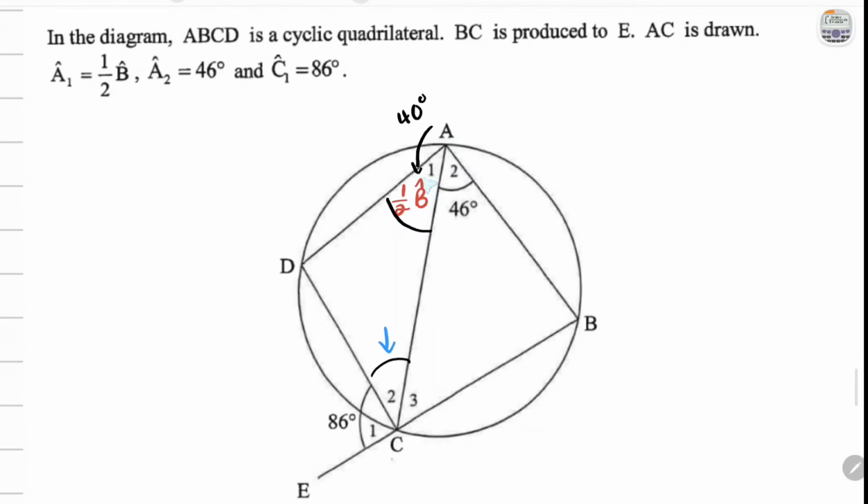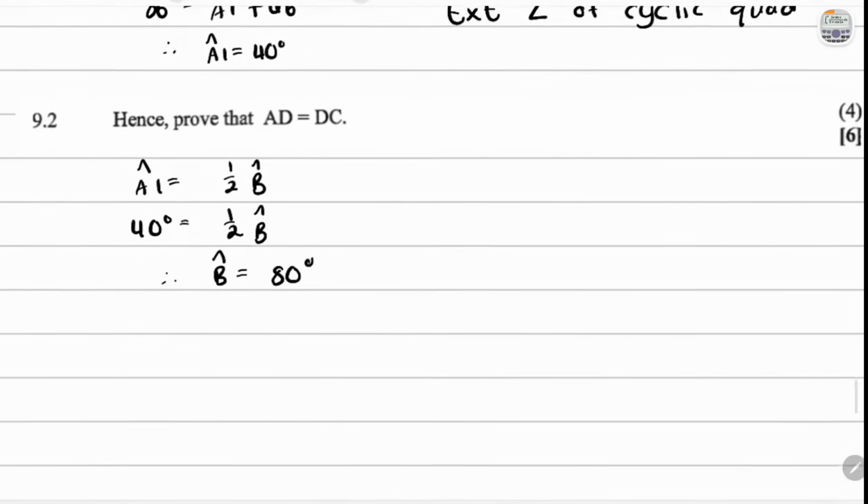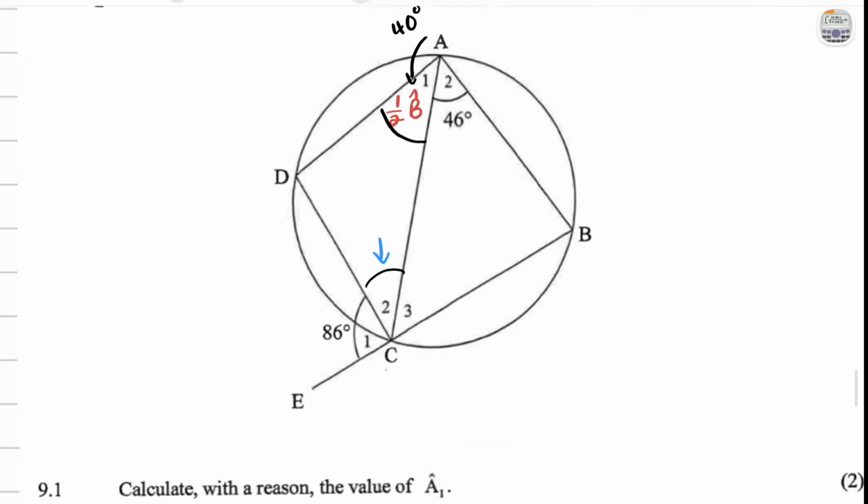Since A1 is half of angle B, since it represents half of it and it's 40 degrees, then that one is 80 degrees and still represents half. Okay, so this is what we have. Angle B is equal to 80 degrees. And how can we use that now?